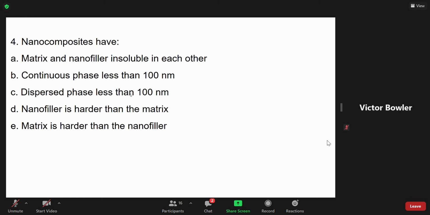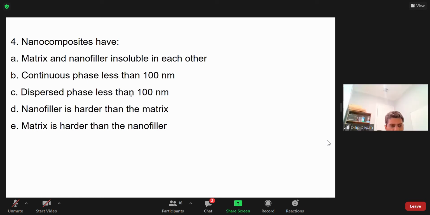Yes, very good. So in composites, the nanofillers or any particles like these fillers or the reinforcement phase, the dispersed phase, they are actually harder than the matrix. So the correct answers here are A, C, and D.